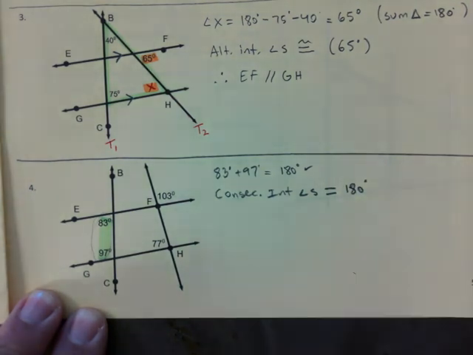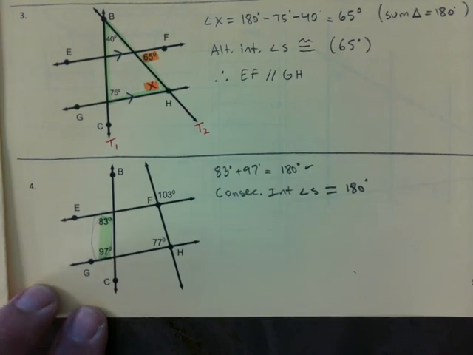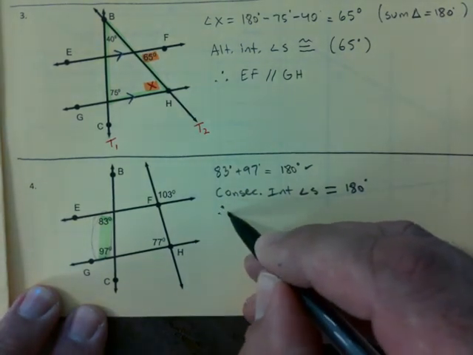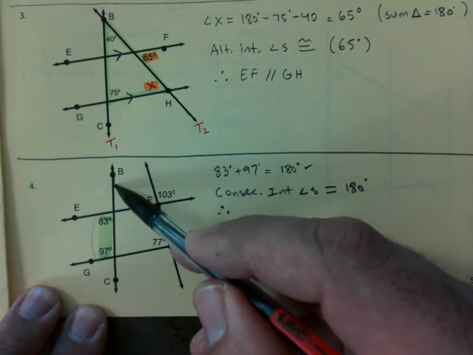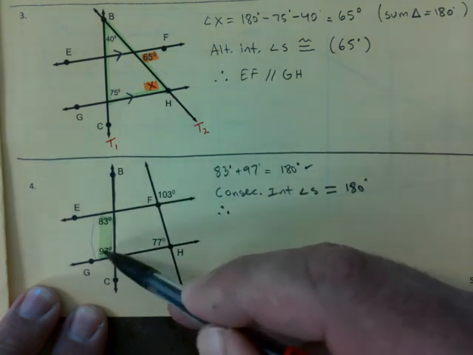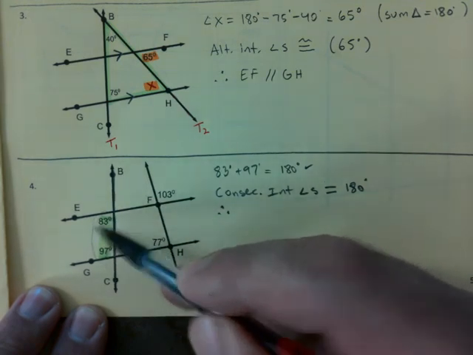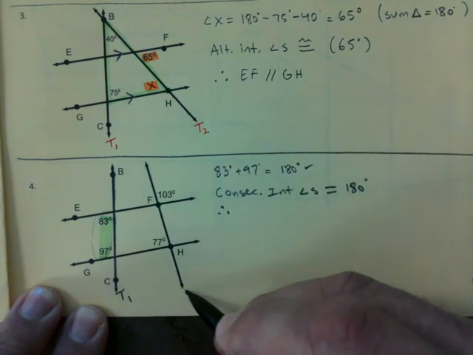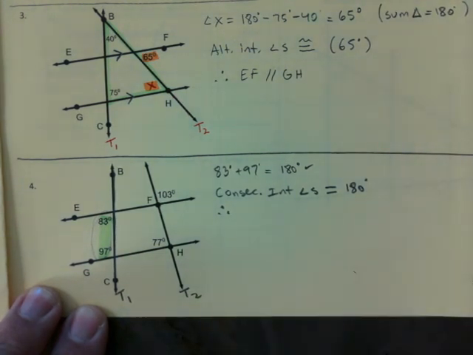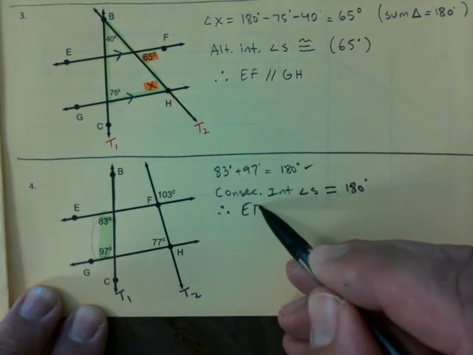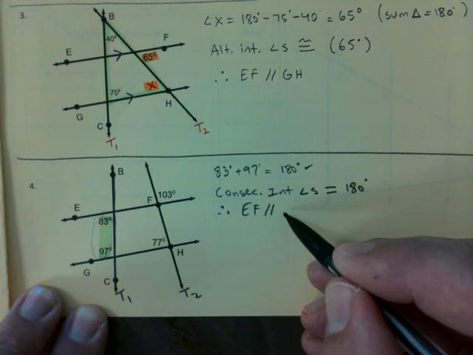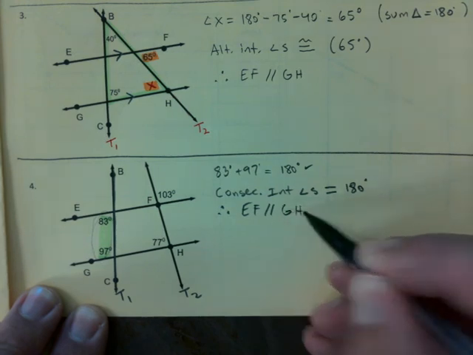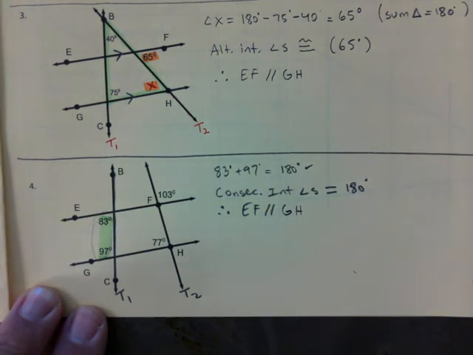Have that on your study sheet. Therefore, I can conclude, right? And remember, this is the transversal along which these angles are found, right? So we can call this T1 and T2 because, yes, there are two transversals in there. This is very important. EF is parallel to GH. One more.